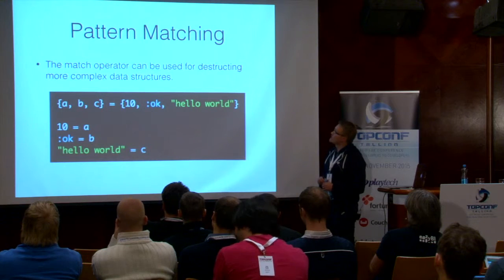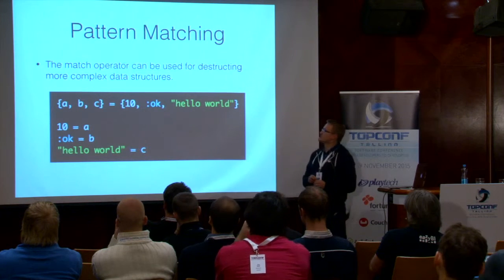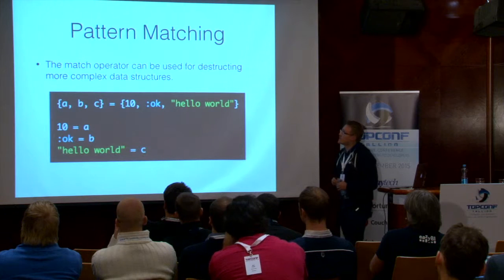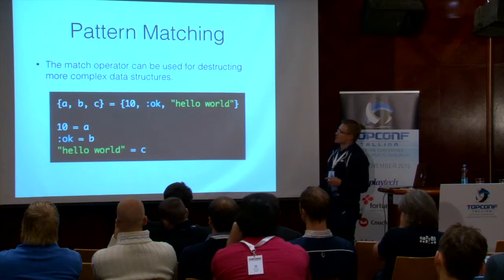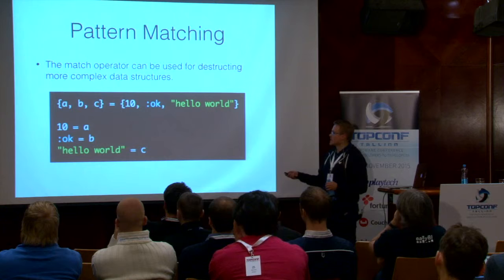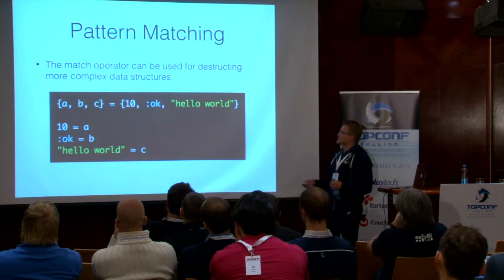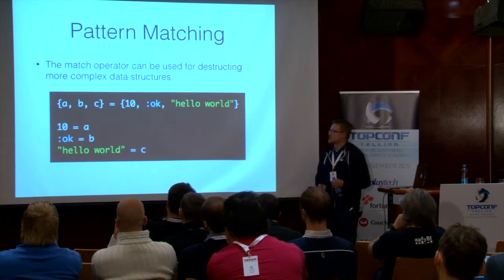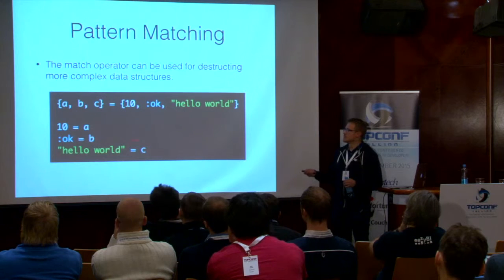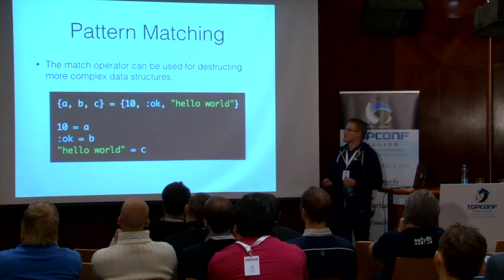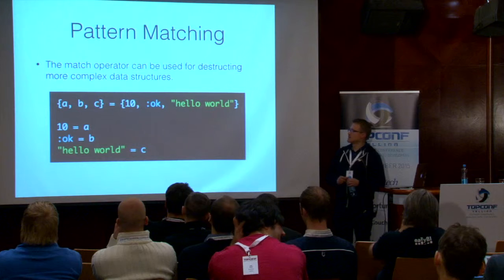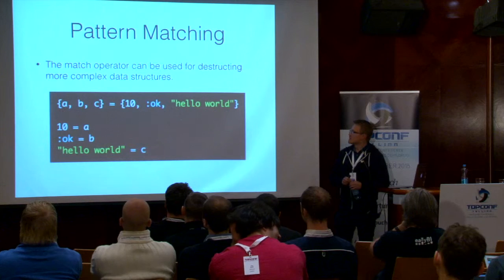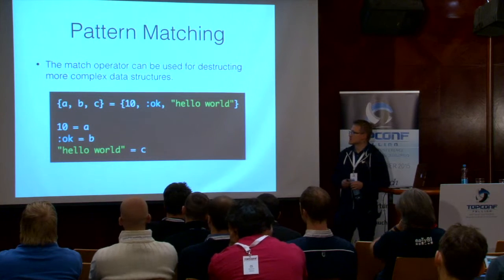Like we've seen already today in other examples, the pattern match operator can be used for destructuring more complex data structures. So here we have a tuple with an integer, an atom, and a string, and we can destructure them into separate variables. And we are again asserting here that they are these values here.